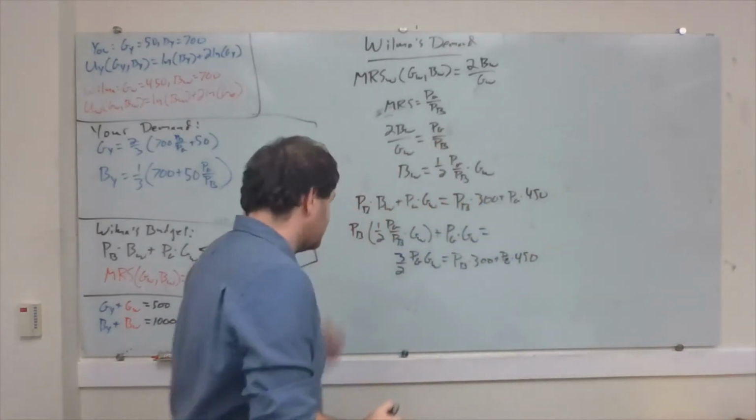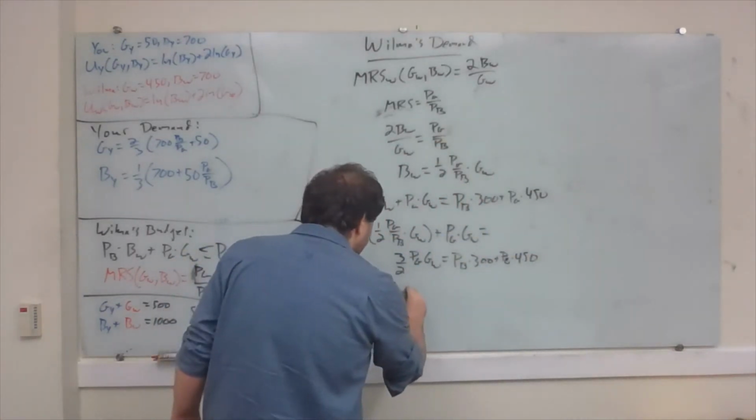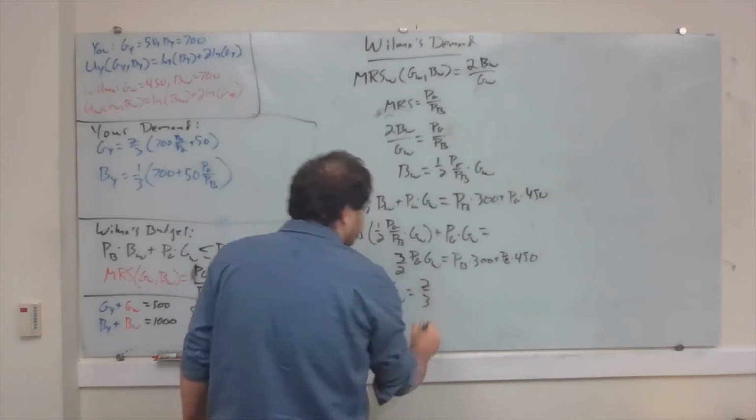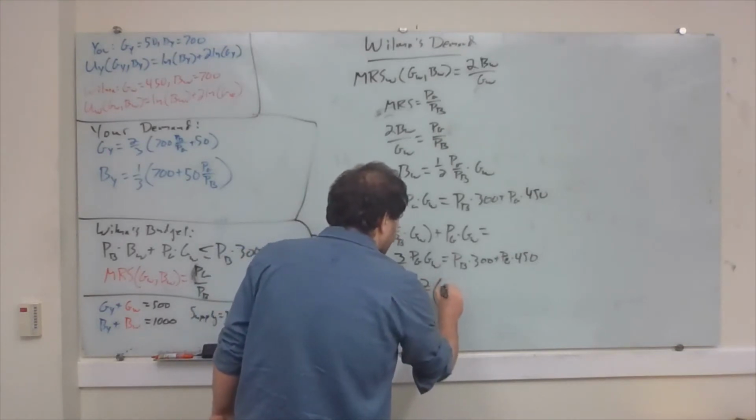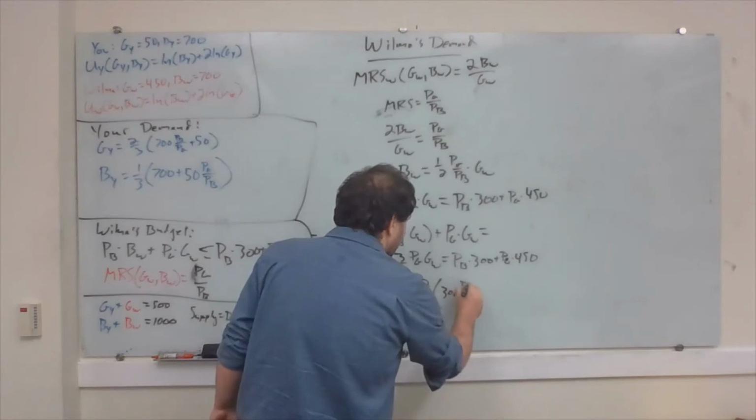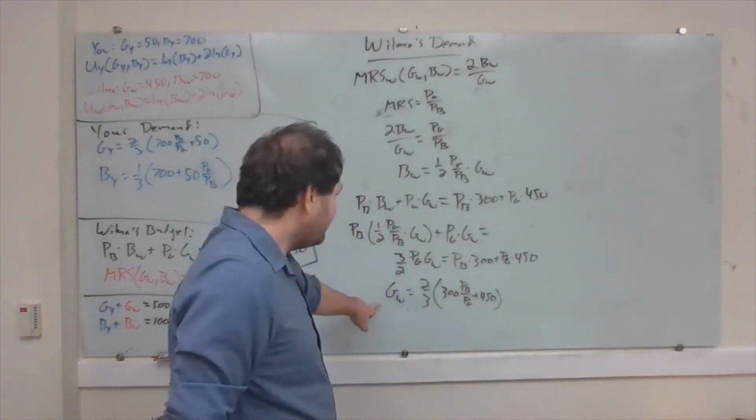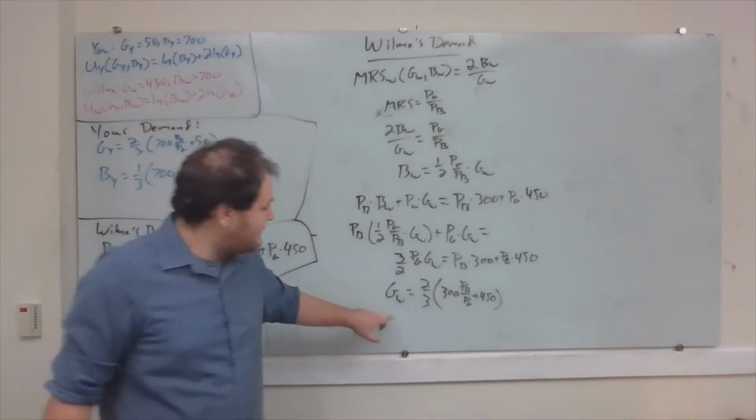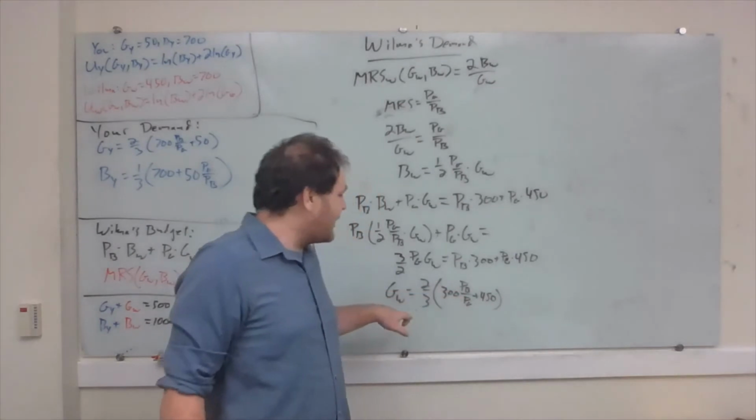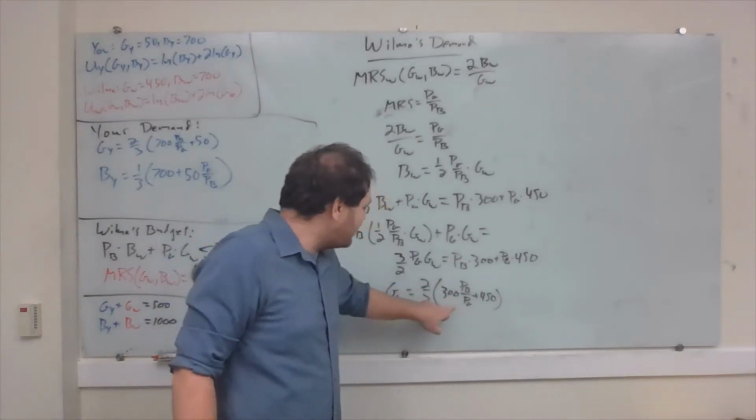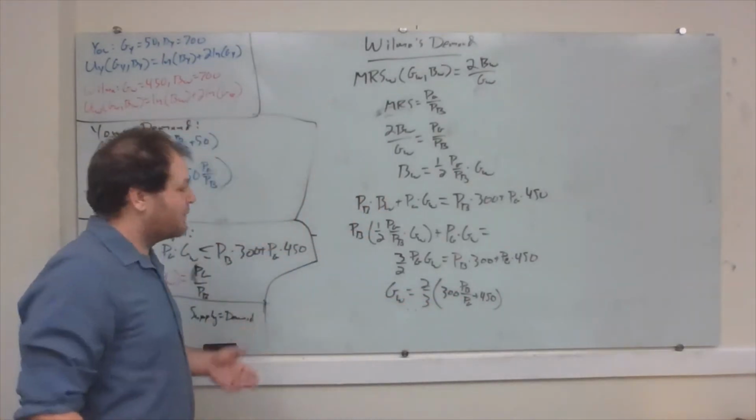Right? So then I'm going to get that Wilma's going to consume 2/3 of 300 PB over PG plus 450 in Gatorade, right? Just as before, this is going to be 2/3 of the total amount of Gatorade she could possibly afford, right? All of her Gatorade plus the Gatorade she could buy with her beefaroni.